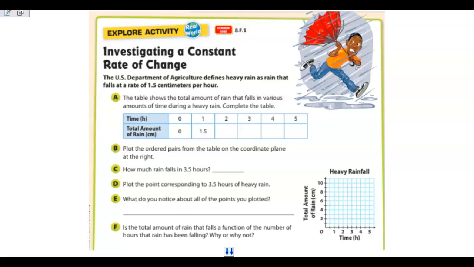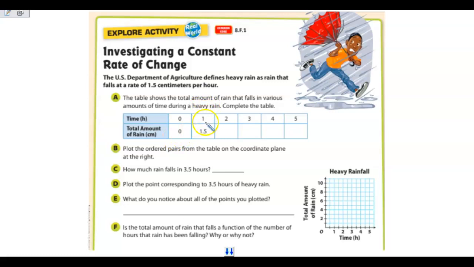It says the U.S. Department of Agriculture defines a heavy rain as a rain that falls at a rate of 1.5 centimeters per hour. The table shows the total amount of rain that falls in various amounts of time during a heavy rain. We're going to complete the table, and then plot the points on our coordinate plane. So our first one, we notice that at 0 hours, we have 0 rainfall, and that makes sense, right? Because no time has passed.